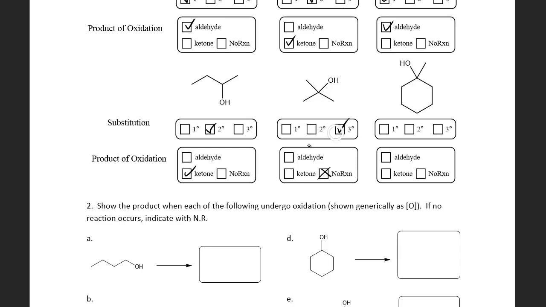We cannot oxidize this to form a ketone because we don't have enough empty space. We don't have the extra hydrogen there to form our ketone functional group. And then same thing for this one. This one is also tertiary and no reaction.